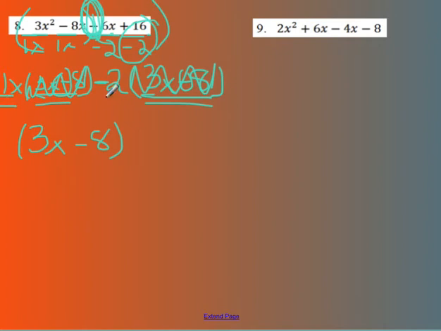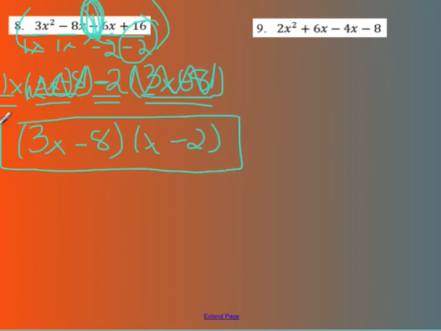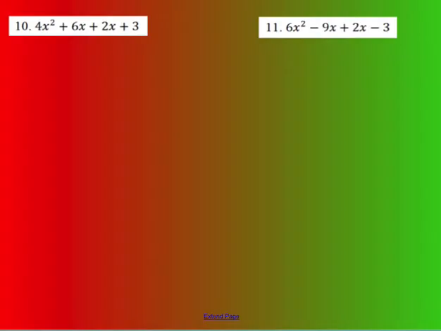So then x minus 2 is left over, so you're going to write x minus 2. And that right there is your final answer for number 8. We're going to go ahead and skip number 9 because it actually doesn't work out for us. Let's take a look at number 10.